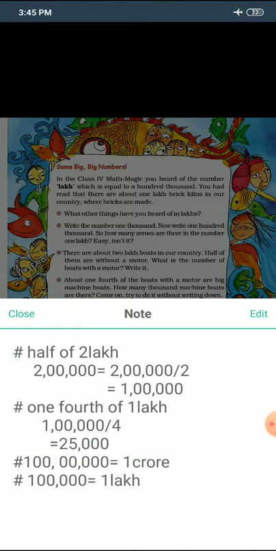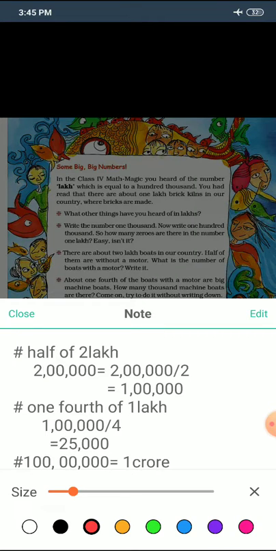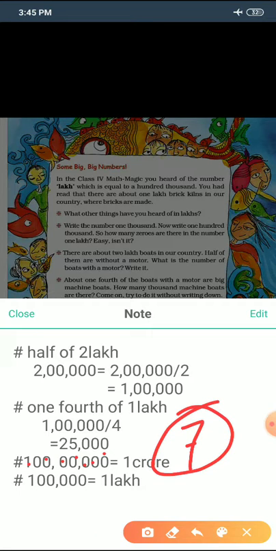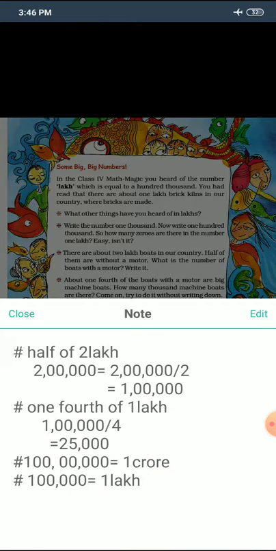Now some main points are written here. In 1 crore, how many zeros are there? Just count. 1, 2, 3, 4, 5, 6, 7. So 7 zeros are there in 1 crore. And what about 1 lakh? In 1 lakh, how many zeros are there? 1, 2, 3, 4, 5. So 5 zeros in 1 lakh, and in 1 crore, 7 zeros.